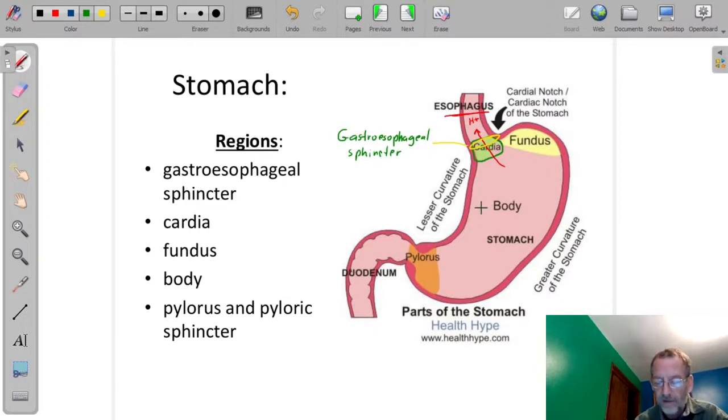It's relatively weak. It's formed in part by leaves of the diaphragm, sheets of muscle. There's a hole through the diaphragm, the esophageal hiatus, that allows the esophagus to pass through from the thoracic cavity into the abdominal cavity. But the diaphragm muscle, they're like thin layers, and they help to form part of that gastroesophageal sphincter.